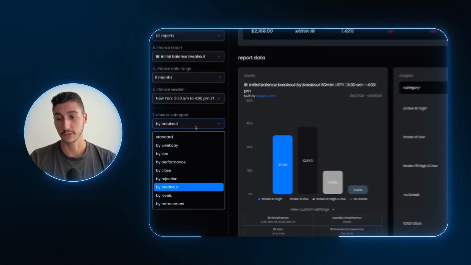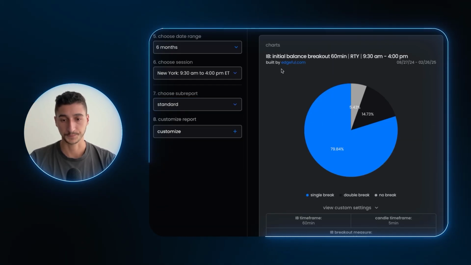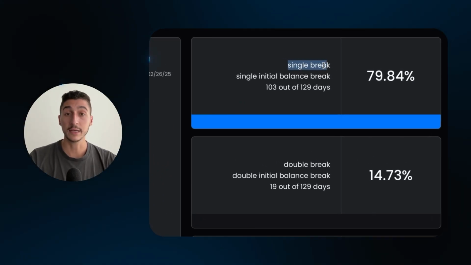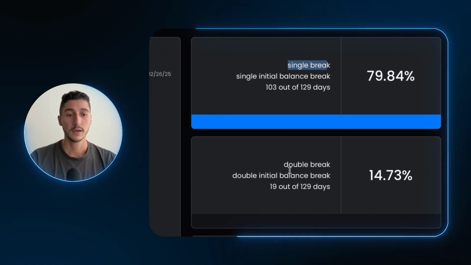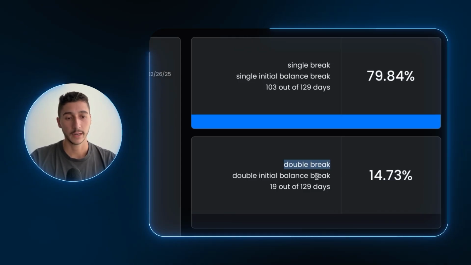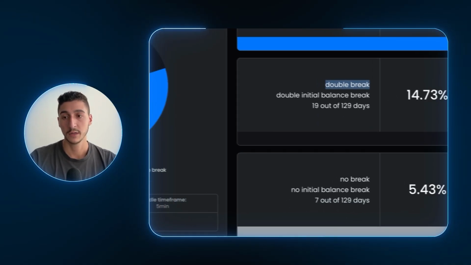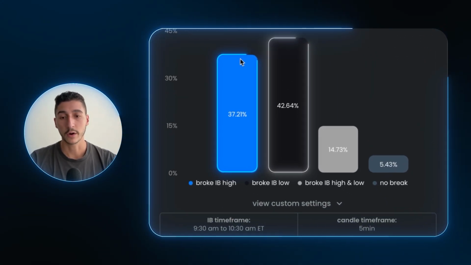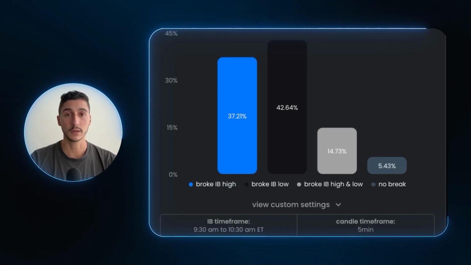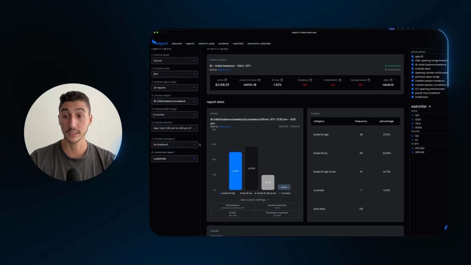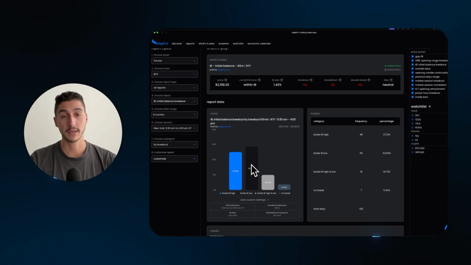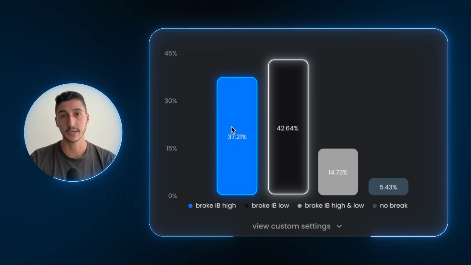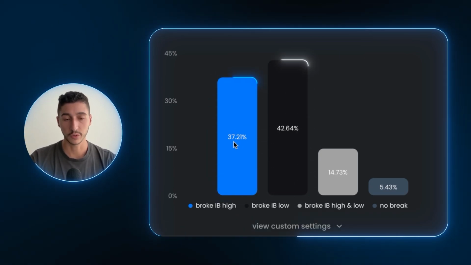I'll show you the difference here between the standard and the by breakout report. Here we have it broken out by single break, which means that it either breaks the top side or the bottom side. This is the double break, and this is the no break. The difference is that we are spreading out the single break to be the IB high versus the IB low. In the last 6 months, price has broken out to the IB low on RTY in the New York session 42% of the time, and 37% of the time it has only broken to the top side, which is this blue one here.